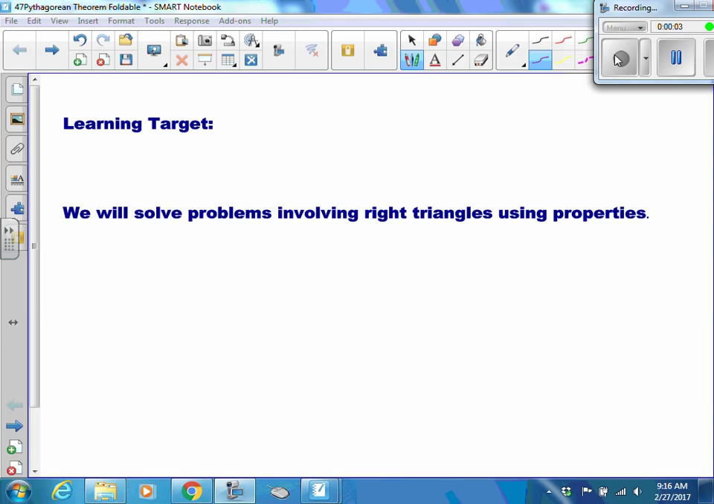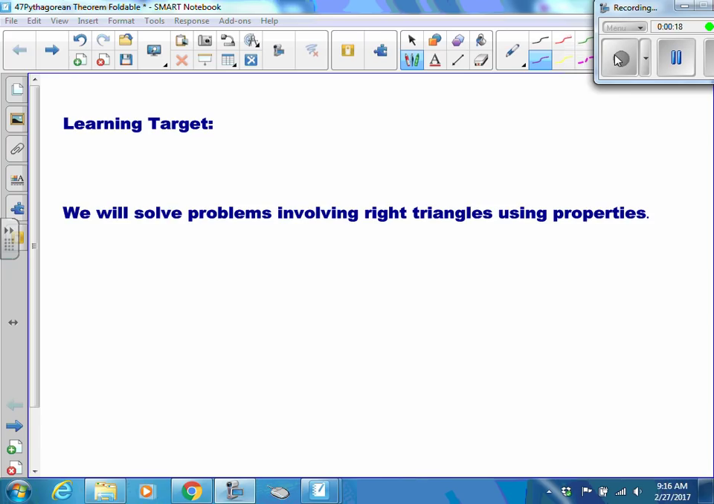Today we're starting a unit on right triangles, and the first topic is something that you already know a lot about, and that's the Pythagorean theorem. So let's get our foldable set up so that we're ready to take notes. It's going to end up looking like a brochure that you would pick up somewhere. It's going to be a trifold.